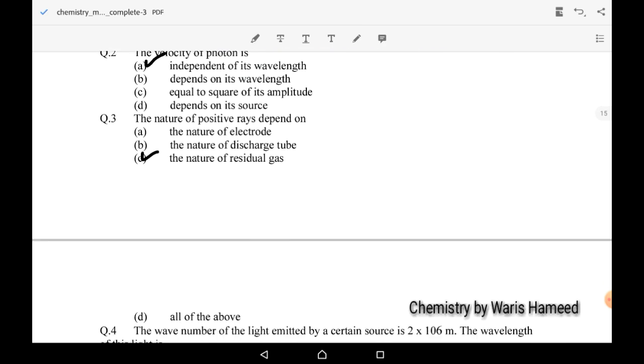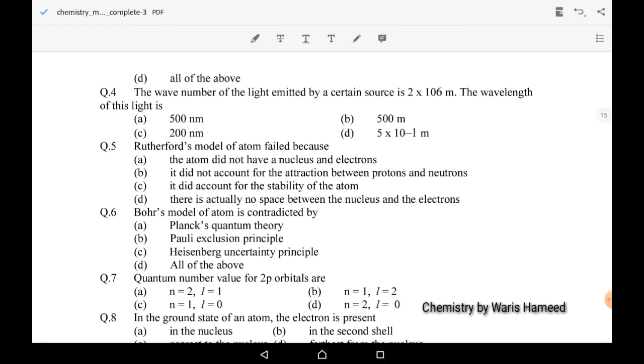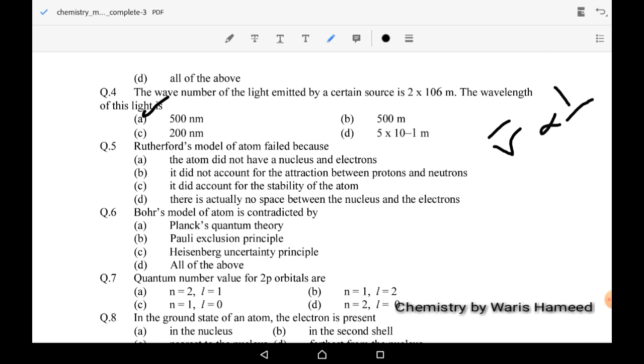Next MCQ, the wave number of light emitted by a certain source is 2 multiplied by 10 raised to power 6 per meter. The wavelength of this light is 500 nanometer. A wave number has an inverse relation with wavelength. You can solve this MCQ with the following formula.